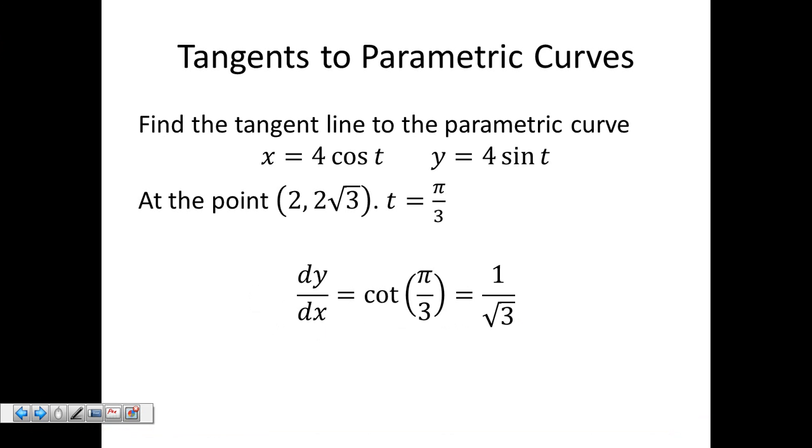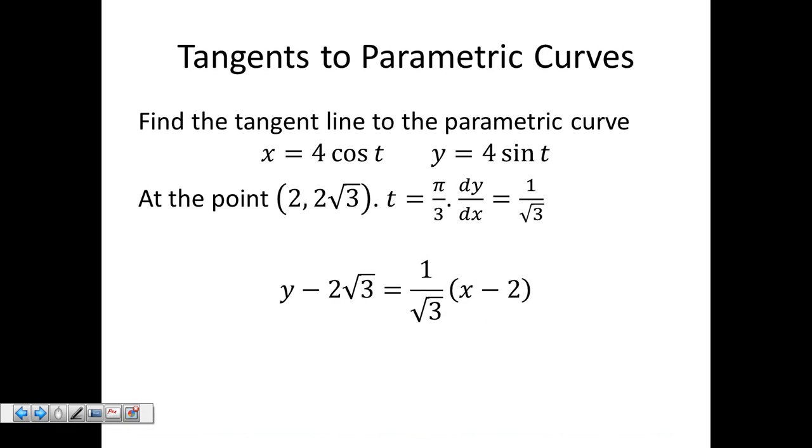Now, I know I want this tangent line at the point (2, 2 square root of 3). That's an x, y point. I know that the t value that gives me that is pi over 3. How do I know that? I made this problem up. I know that my derivative is equal to negative cotangent pi over 3, which is negative 1 over the square root of 3. Obviously, I forgot my negative there.